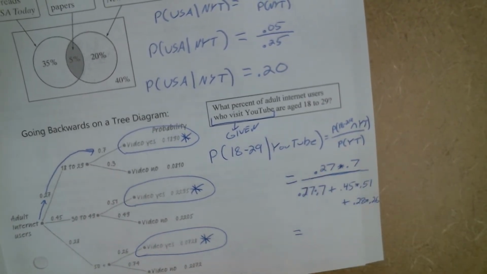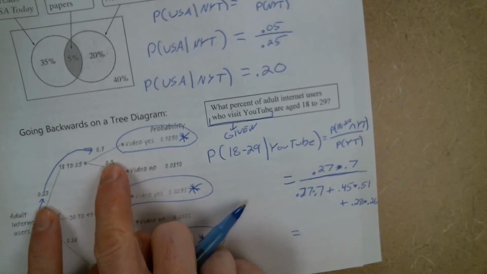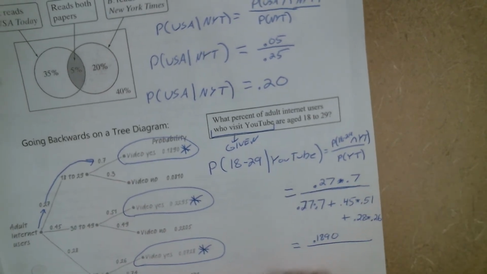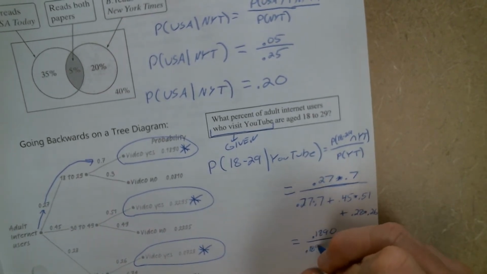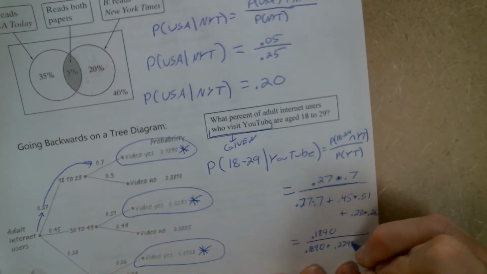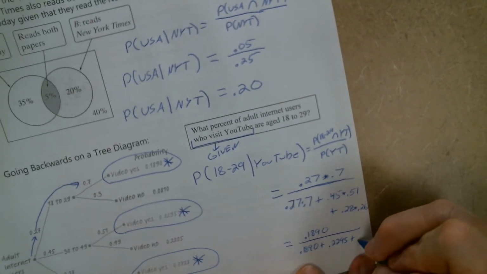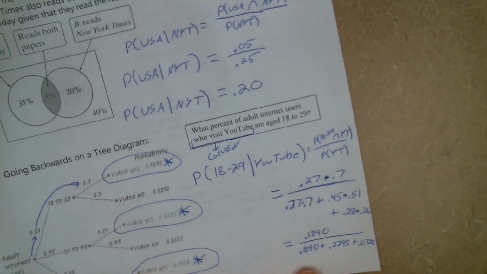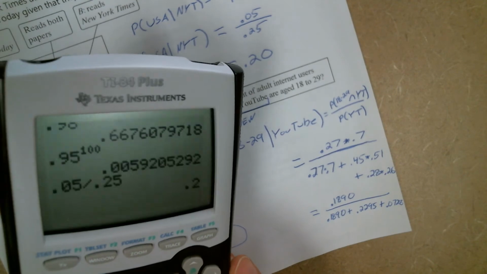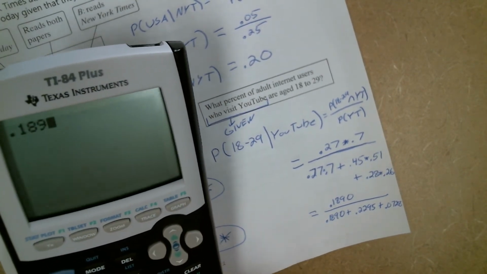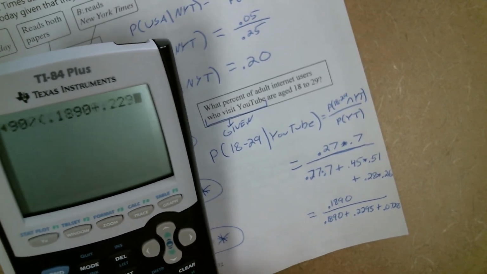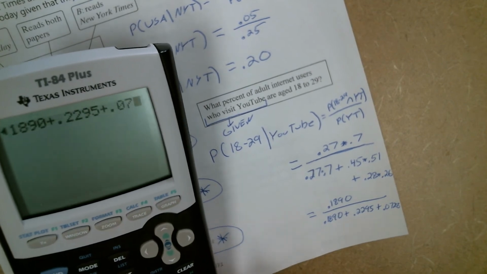Now, the chart actually gives us all of these values. So the first one, or the top of our fraction, is 0.1890. The bottom of our fraction is going to be 0.1890 plus 0.2295 plus 0.0728. And then if we add those together and divide, what do we got here? So 0.1890 divided by 0.1890 plus 0.2295 plus 0.0728.